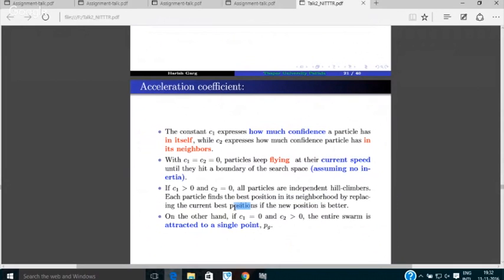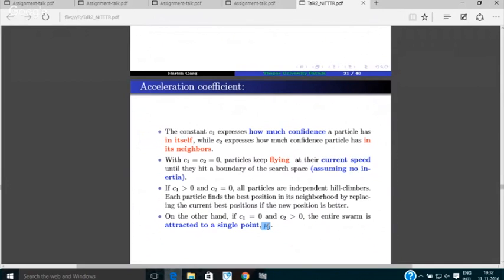Similarly, on the other hand, if C1 is 0 and C2 is non-zero, meaning the individual's own position factor is 0, then all are depending upon their neighborhood. So the entire swarm is attracted to a single point, that is Pg. That is my equation 1.5.